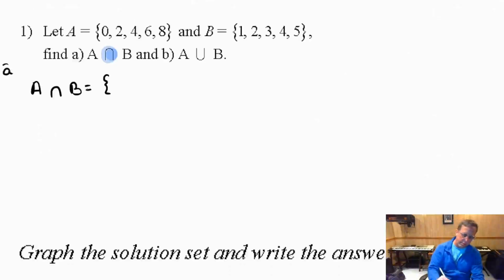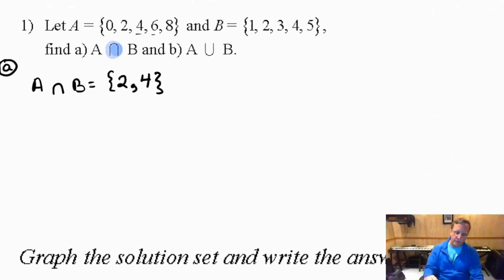This is example A, by the way. Do they have a 0 in common? No. Do they both have a 2 in common? Yep. So they have a 2. Do they have a 4? Yep. Do they have a 6? Nope. And so there you go. So I circled the wrong thing there. They both share a 2 and a 4.